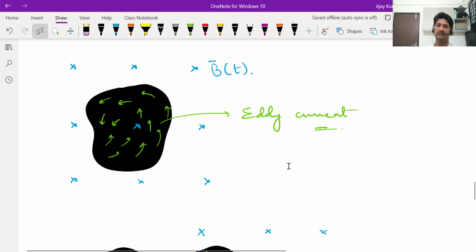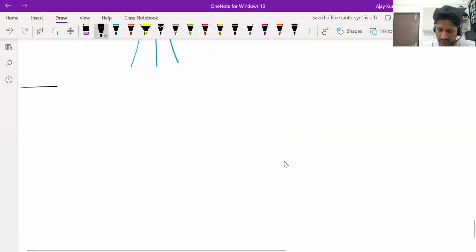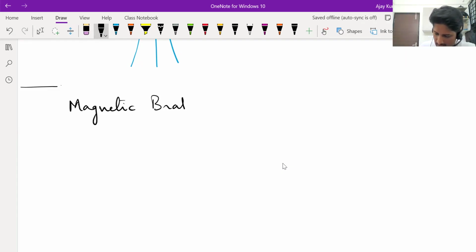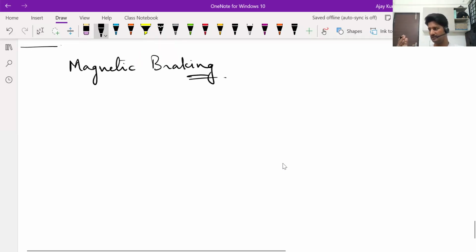But actually, eddy currents are an effective way to stop moving conductors. In fact, these are used in magnetic braking also. Brakes. For example, consider the wheels of a moving vehicle. Assume they are made of conducting material. Especially, you must have heard of maglev trains.